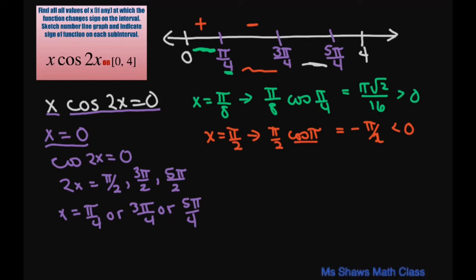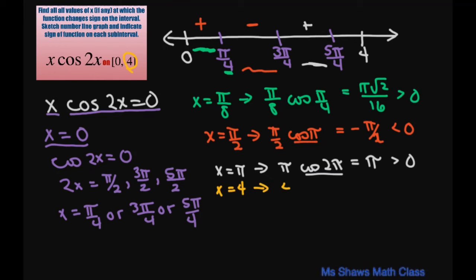All right, next, let's choose a point in the next interval. Let's choose pi. So we're going to have pi times cosine of 2 pi, and that's just going to equal pi, because cosine of 2 pi equals 1. This is positive, so we put positive. Then between 5 pi divided by 4 and 4, let's let x equal 4, because we can let it equal the endpoint. So we have 4 times cosine of 8, and that's approximately negative 0.58, which is negative.